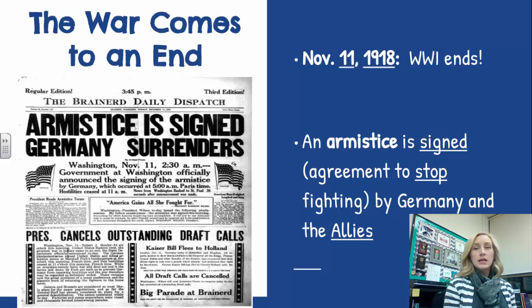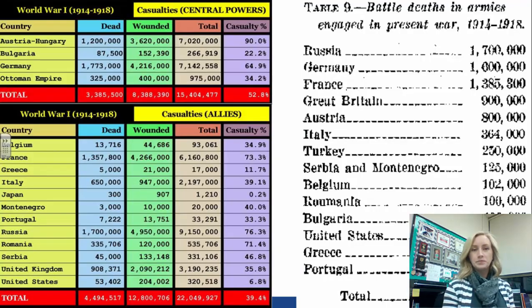So it's November 11th, 1918, and World War I ends. An armistice is signed. This is an agreement to stop fighting. Okay, so the armistice is the agreement. The treaty, which is what we normally think of at the end of the war, comes later. But it's signed by Germany and the Allied powers.